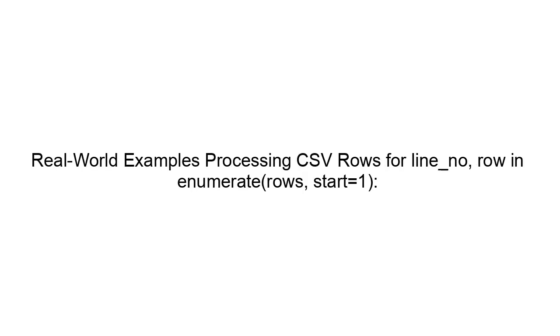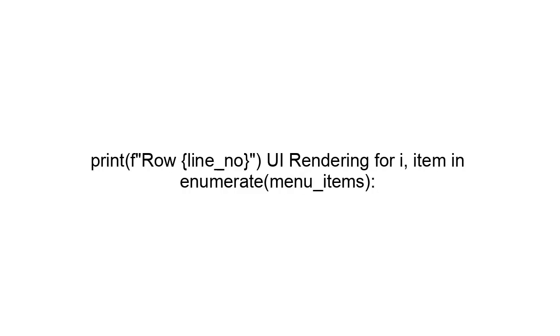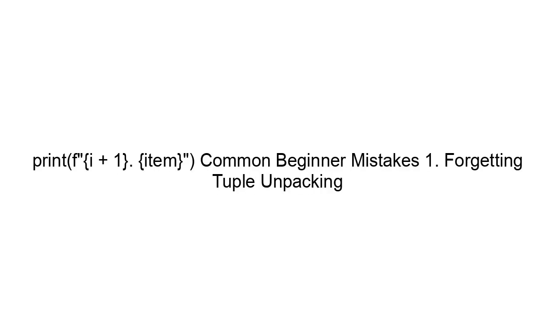Real-world examples. Processing CSV rows: for line_no, row in enumerate rows, start equals 1, print f row line_no. UI rendering: for i, item in enumerate menu items, print f i plus 1, item.